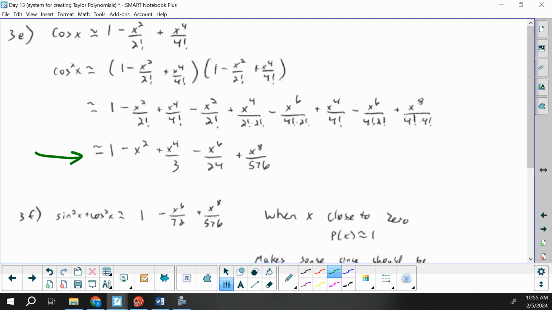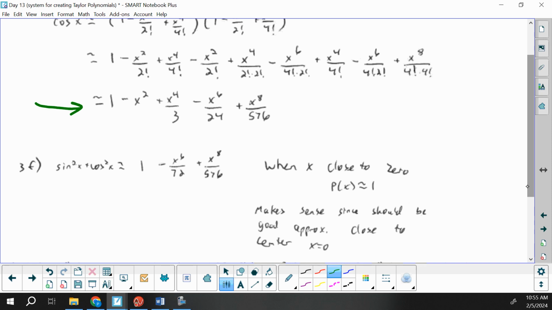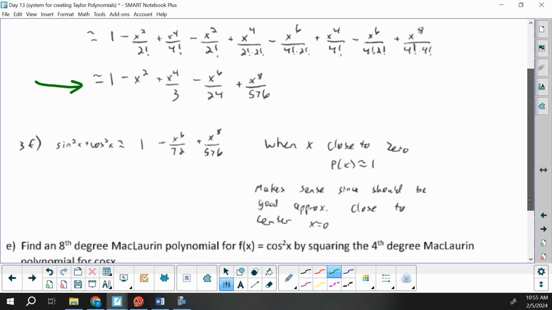Now, remember this was built with Maclaurin polynomials, which means they're centered at x equals 0. It should be a good approximation when x is close to 0. And if x is close to 0, this polynomial would be pretty close to 1, which is something we know that sine squared plus cos squared should equal.